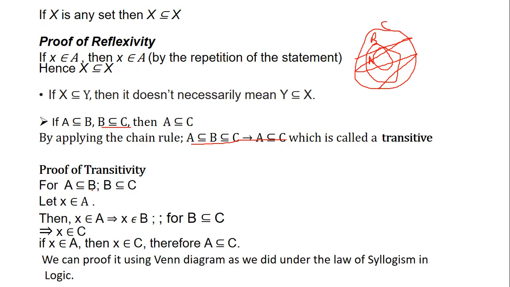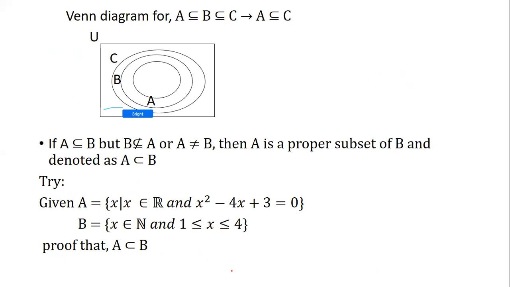And as I have just mentioned, we can prove it using a Venn diagram, as we did with the law of syllogism in logic. We can also apply the Venn diagram. So we have A here, a subset of B, so A is found inside B. And B itself is also found inside C. So therefore A is also inside C. And this is the law of syllogism.